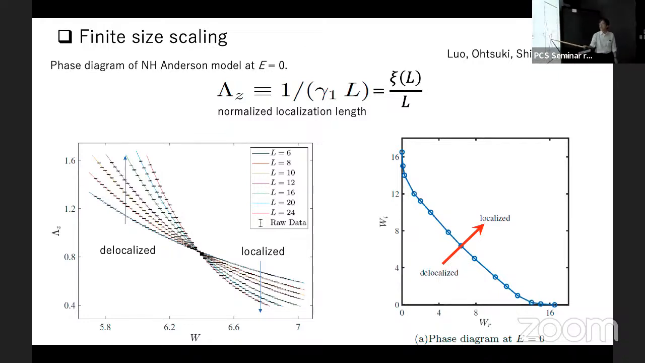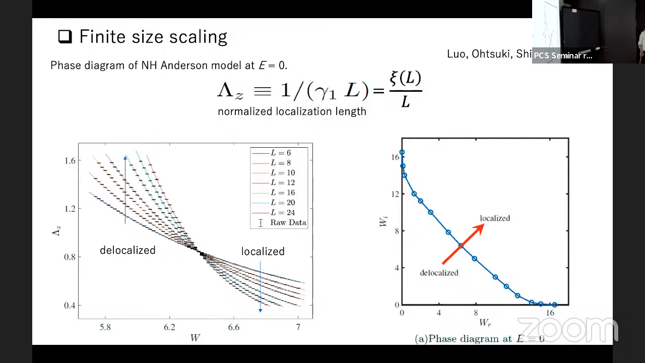And here is the phase diagram. WR is the width of the distribution of the real part of the random potential, and WI is that of the imaginary part of the random potential. And here we changed along this line where the strengths of the real and imaginary random potentials are the same.